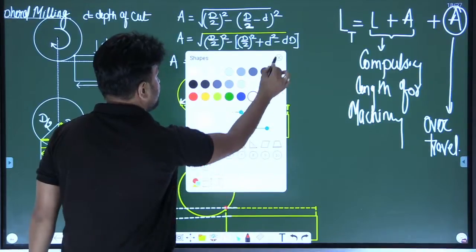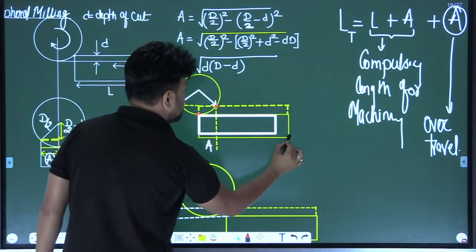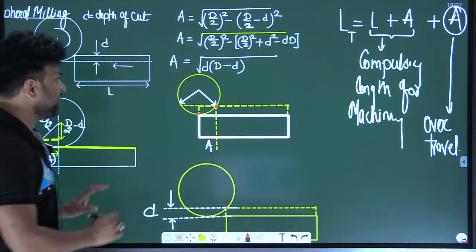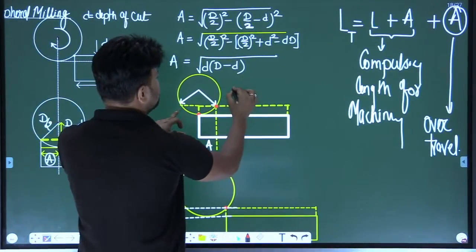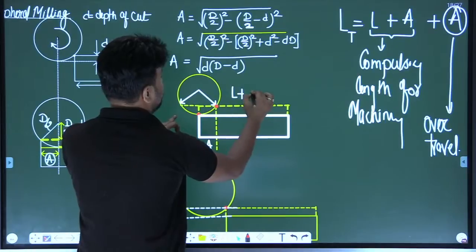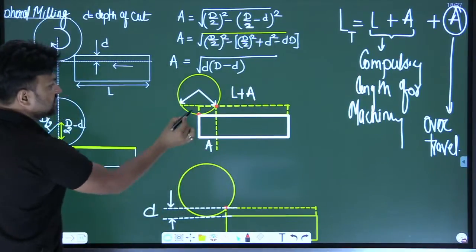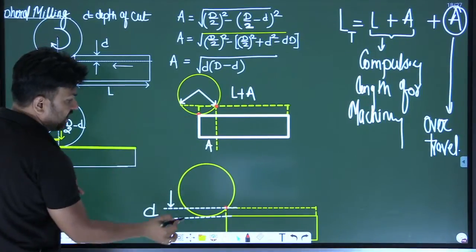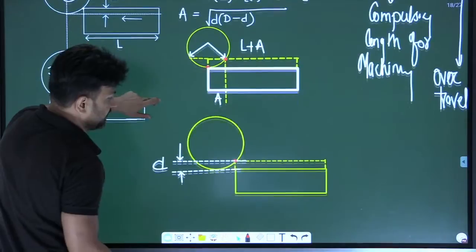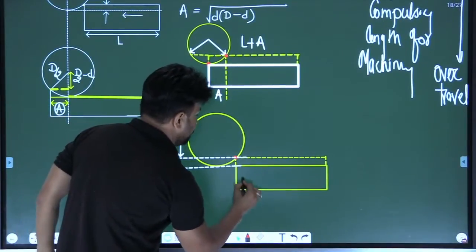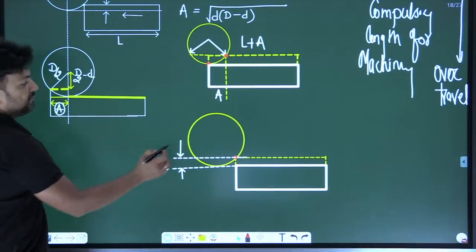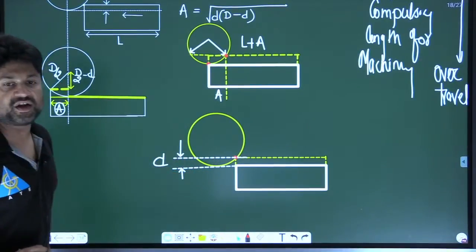Here the machining is completed. Here the travel distance is L plus A. But there is a chance that the corner of this last tooth will damage the corner part of the workpiece. So we have moved the workpiece in such a manner. Now here the milling cutter is not touching the workpiece anywhere.